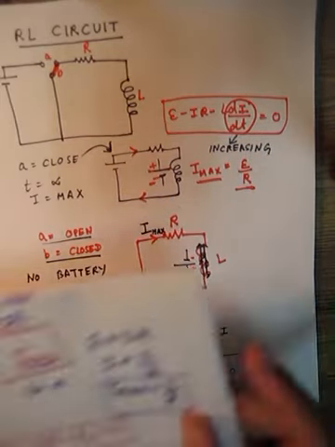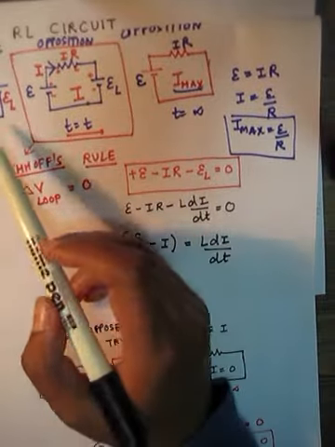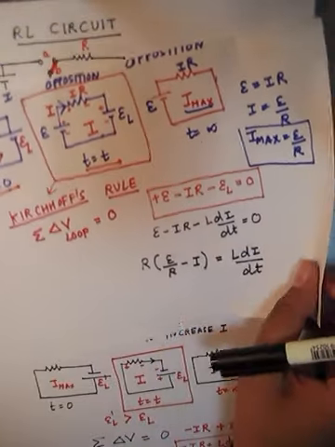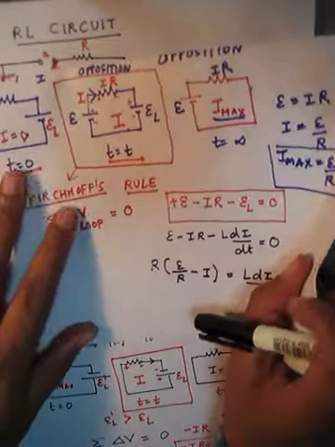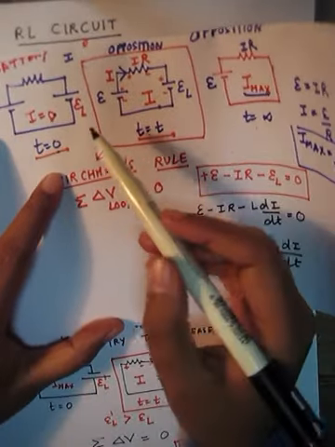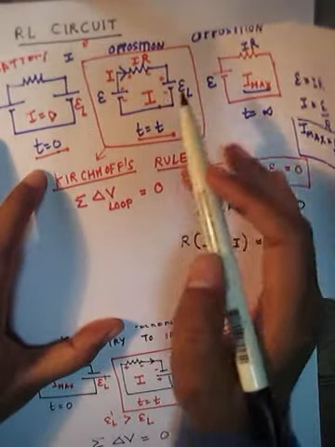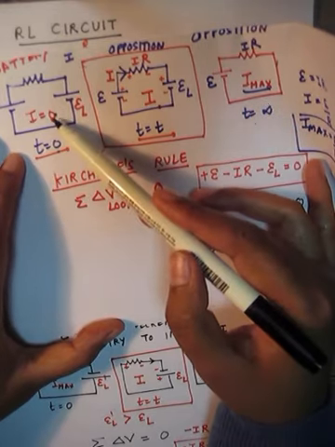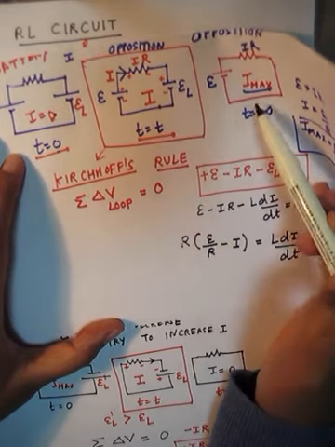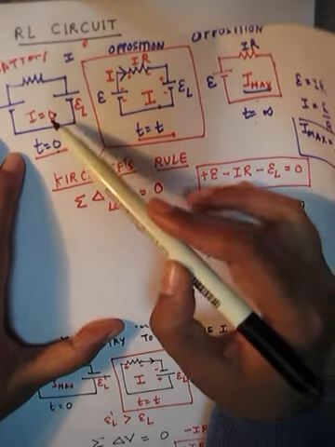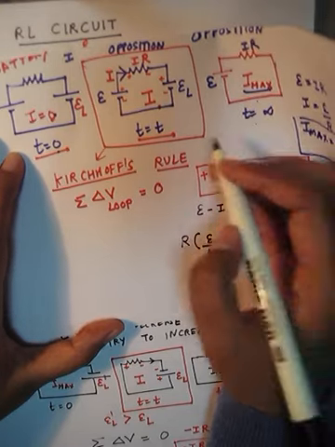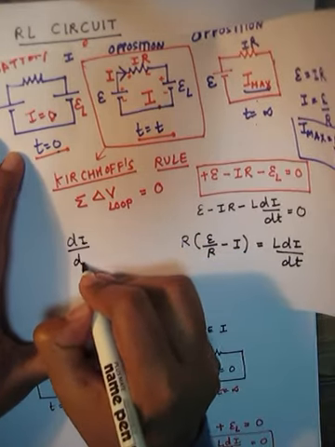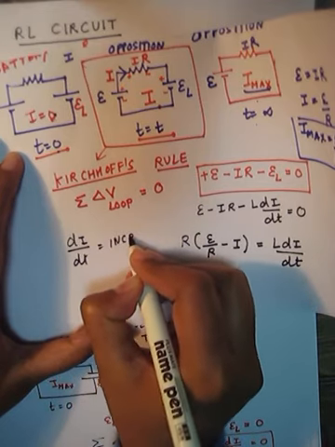If you remember, when the switch A was closed, the current was flowing in the clockwise direction, and the current was increasing. It increased from 0 to some maximum value. So the current is increasing in nature, so di upon dt was positive.